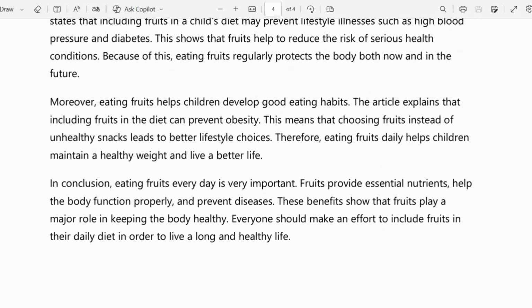In conclusion, eating fruits daily is very important. Fruits provide essential nutrients, help the body function properly, and prevent diseases. These benefits show that fruits play a major role in keeping the body healthy. Everyone should make an effort to include fruits in their daily diet in order to live a long and healthy life.